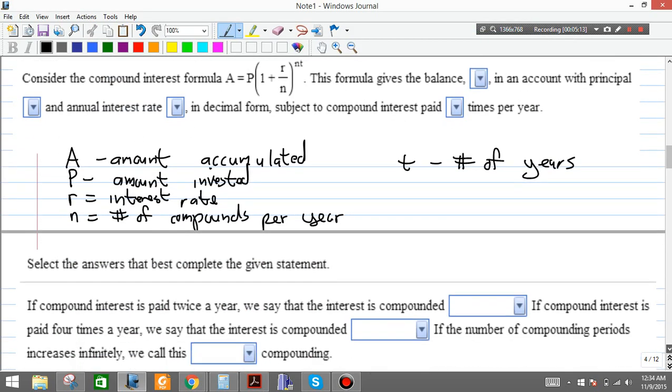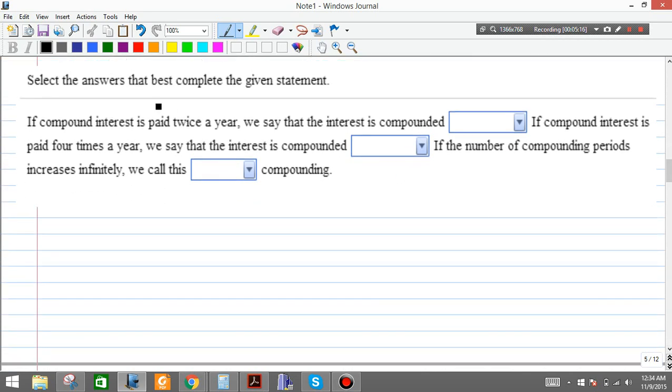To talk a little bit more about n, if compound interest is paid twice a year, then it's compounded semi-annually. Semi meaning twice, annually meaning a year, so twice a year. Four times a year is quarterly, 25% of the year it's paid. Every 25%. If the number of compounding periods increases infinitely, we say that this is continuous, that there's no gap between compounding, so it's continuous compounding.